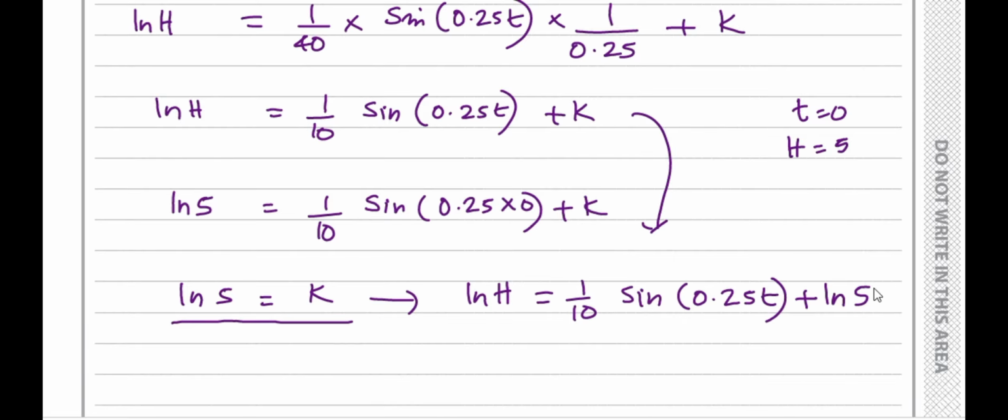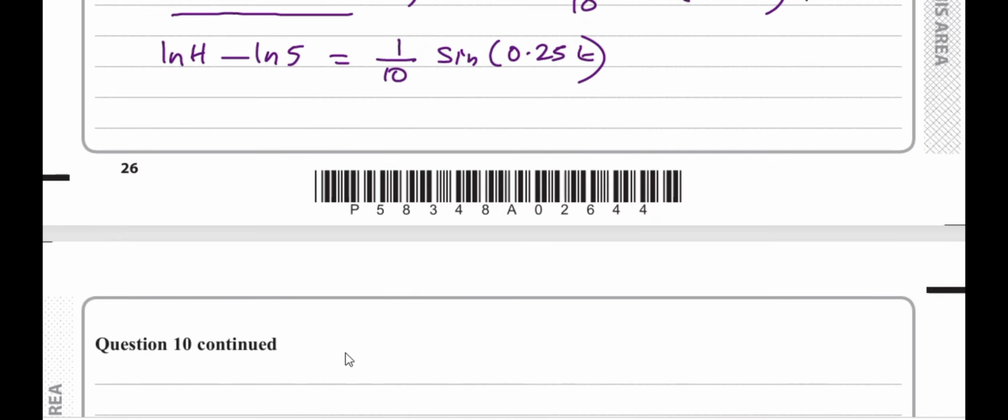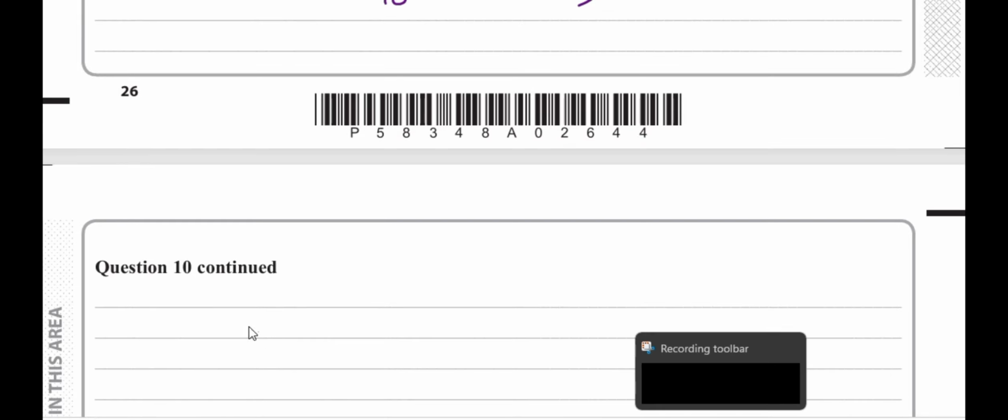So not over, we need to get h on one side all by itself. Then only our calculation will be completed. So let's bring in the lns to one side. ln h minus ln 5 is equal to 1/10 of sine 0.25t. So this is ln of h over 5, using the division rule for logarithm, is equal to 1/10 sine 0.25t.